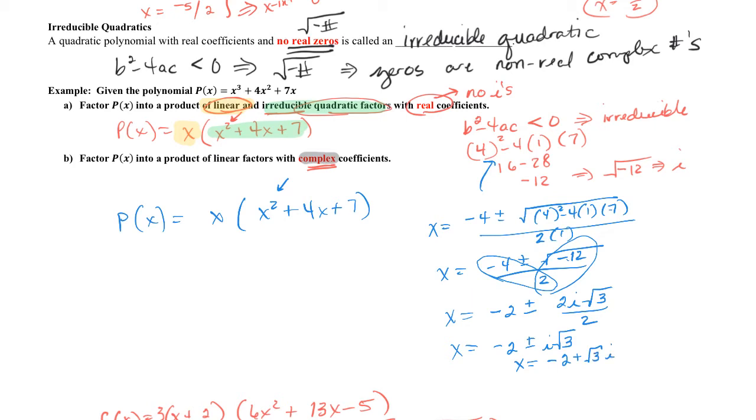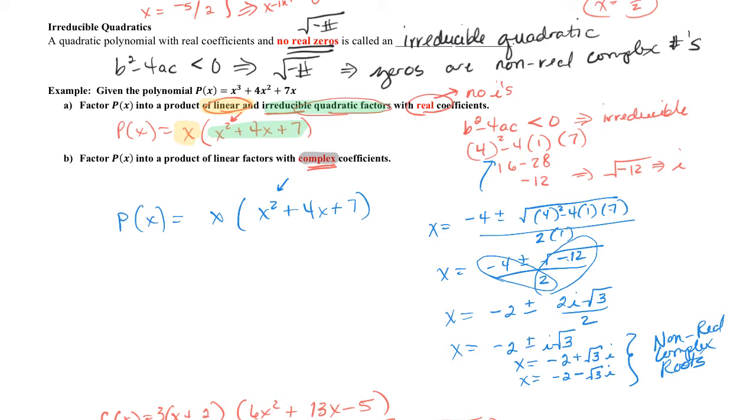I'm going to write it this way so you can see what the a and b values are. X equals negative 2 minus the square root of 3i. These are non-real complex roots.